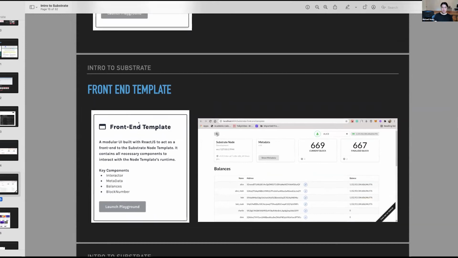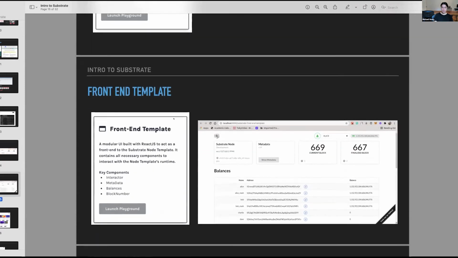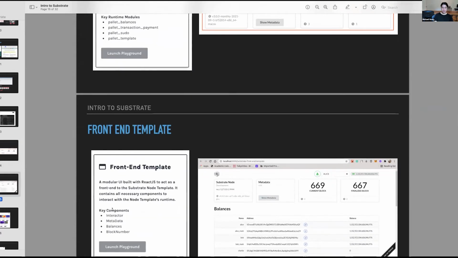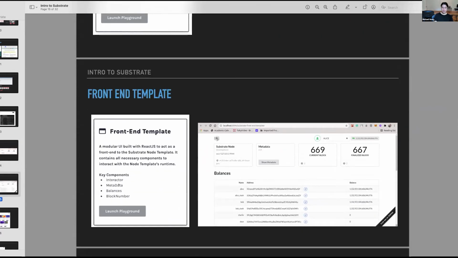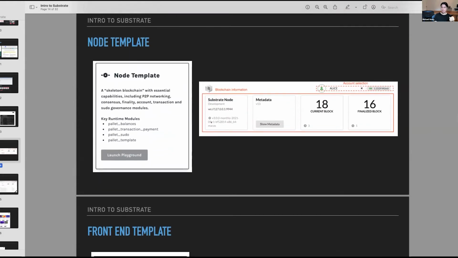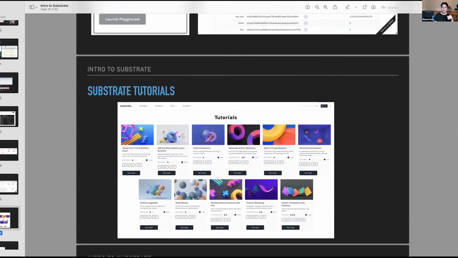This is similar to the node template pallet, but it's got a bit more of a front end. You can see the different key components: balances, block number, metadata, interactor, and it's using React.js, which is another front end language, and it shows you all of the front end code, all the UI, UX, which allows you to build with node template.